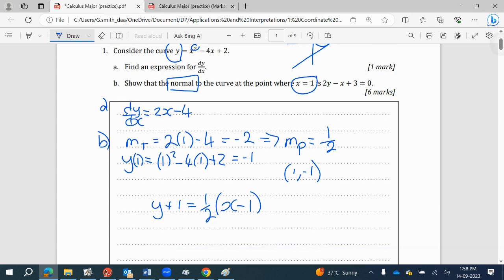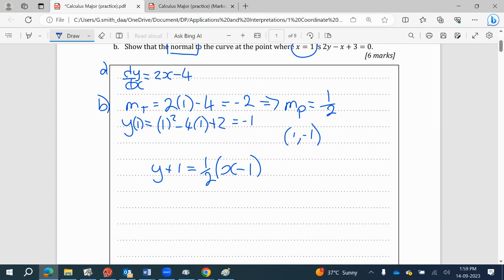So now what we need to do is give it in general form. General form is ax plus by plus c equals 0. The a, b, and c have to be whole numbers. So the easiest way to create whole numbers is, at this point, we have a 2 in the denominator. We've got to get rid of that. So if we multiply through by 2, we can get 2y plus 2 is equal to 1 times x and 1 times negative 1. So that simplifies to that.